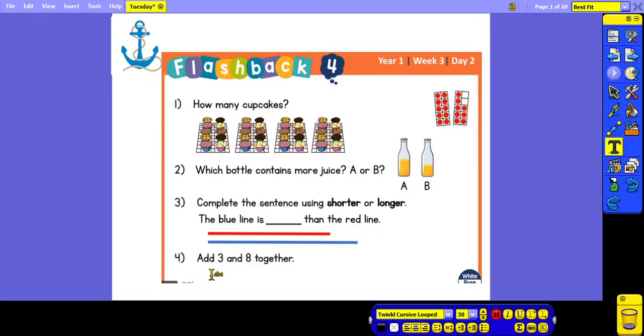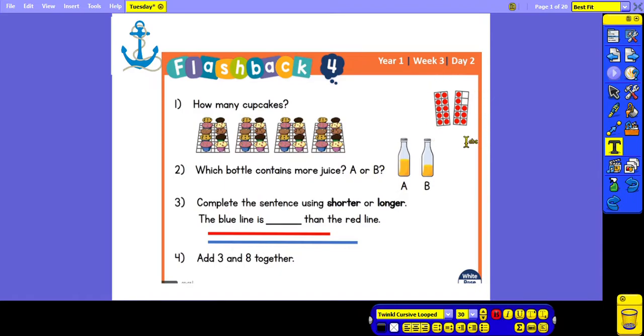Question 4, add 3 and 8 together. So for that one, if you put the biggest number in your head and then count forwards to find the answer. So pause the video now to have a think, and I'm going to go through the answers.